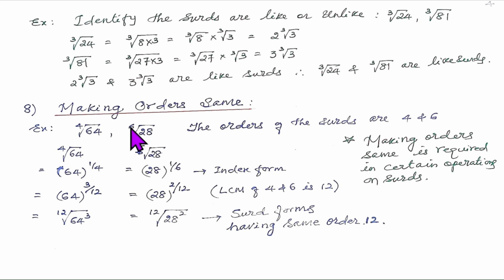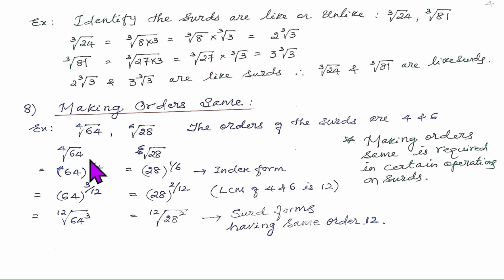So if you want to make the order same, the very simple method is first convert them into index form, that is 64 to the power 1 by 4, and 6th root of 28 will be 28 to the power 1 by 6. I have already told you, the order becomes the denominator of the rational power. So now the denominators are 4 and 6. Find the LCM of 6 and 4. LCM of 6 and 4 is 12. So make the denominator 12.